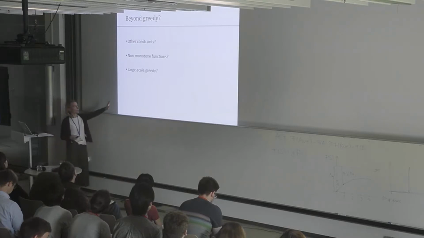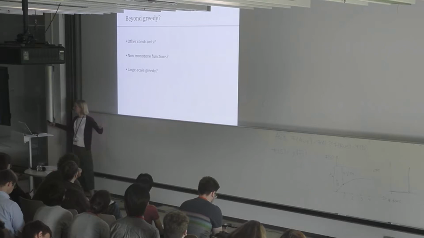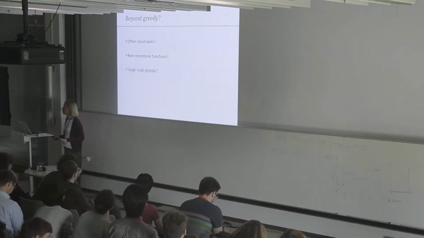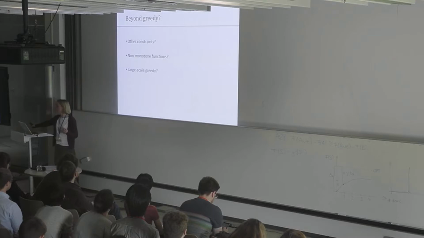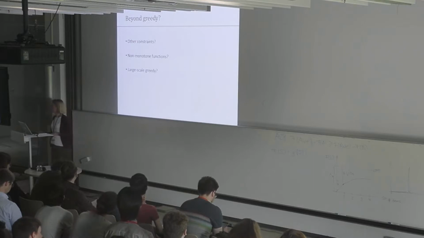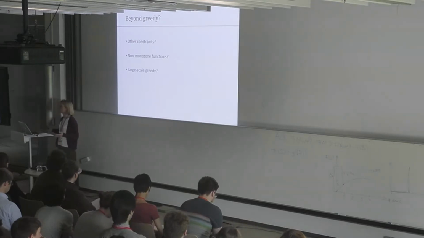Or maybe there's another problem with this greedy algorithm, that is, what if my set of items is very, very large? The greedy algorithm is super simple, but if you have a very, very large data set, in each iteration, if you think about it, you have to scan through all your data points. You have to do this k times. So that actually can become expensive. So how can we deal with that? Is there some way to do this more efficiently than just the brute force?